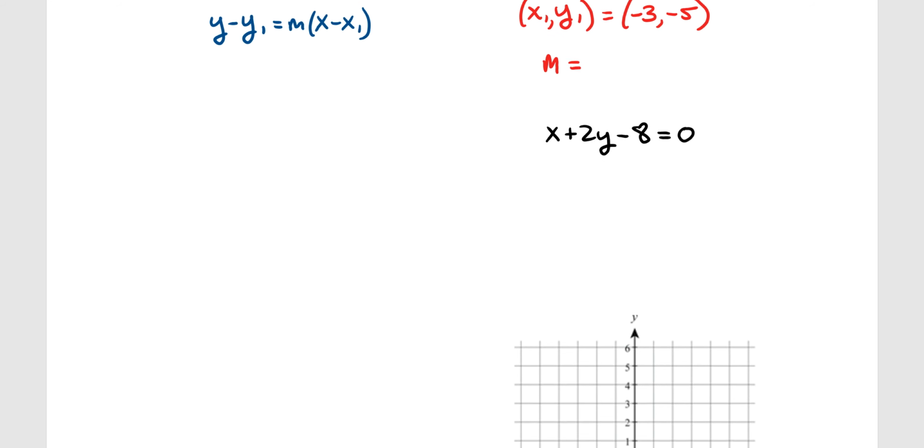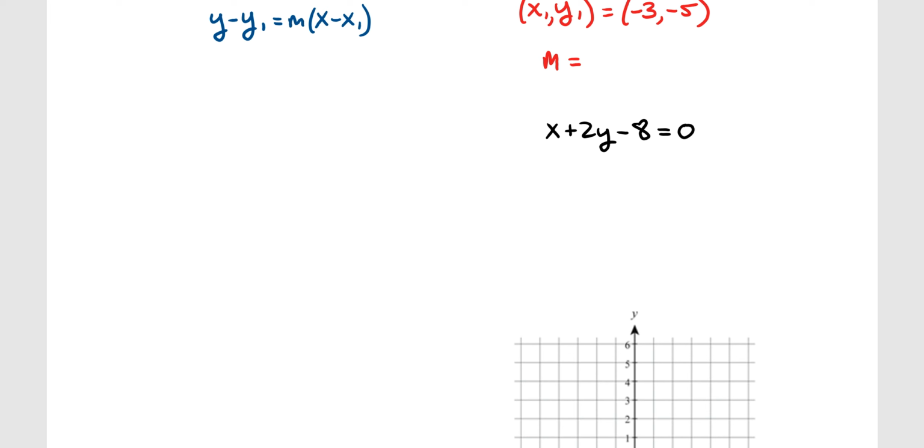Okay, so what we have to do here is subtract x and add 8 to both sides. So we'd get 2y equals -x plus 8. Divide both sides by 2. We get y equals -1/2 x plus 4. So I divided the -x by 2 and just rewrote it as -1/2 out front, and divided 8 by 2 and got 4. Okay, so the slope here is -1/2.